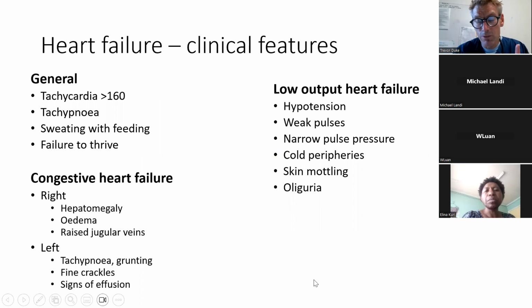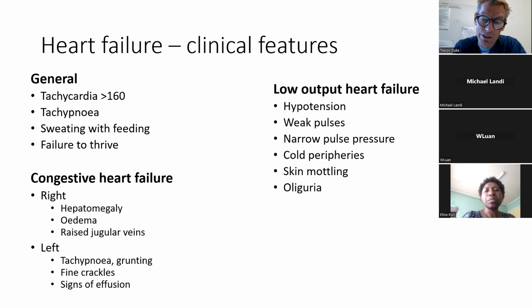But to start with, I want to remind you about a couple of principles that we talked about last week. When we see a child who might have heart failure, we need to think, what are the clinical signs and what do they mean? Remember, we said you can separate heart failure signs into those that are general signs, such as tachycardia and tachypnea and sweating with feeding and failure to thrive. Babies who have heart failure often present like that, don't they? Failure to thrive, sweaty when feeding, tachycardic and tachypneic.